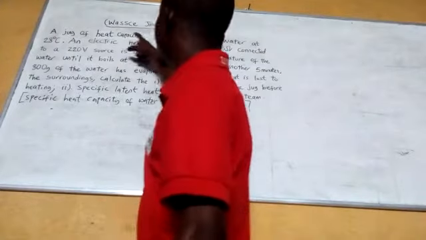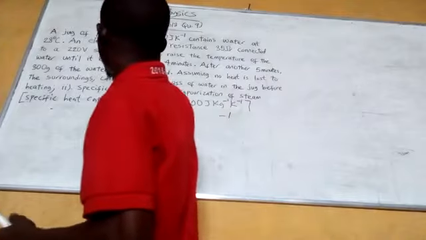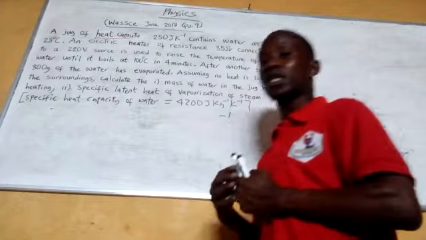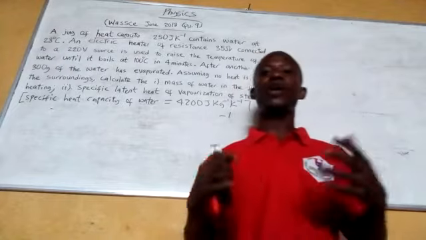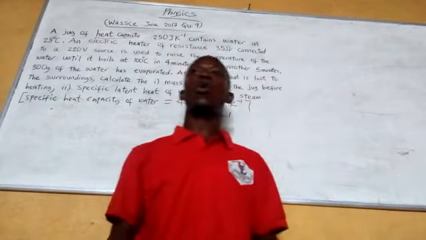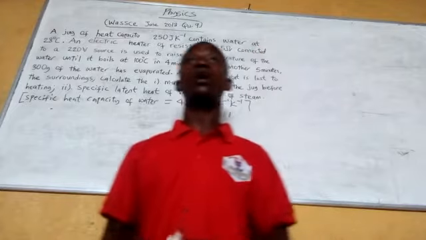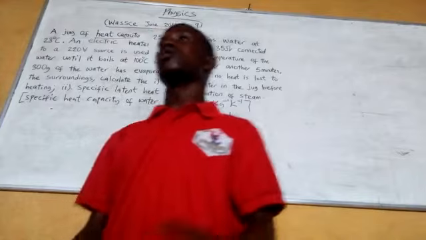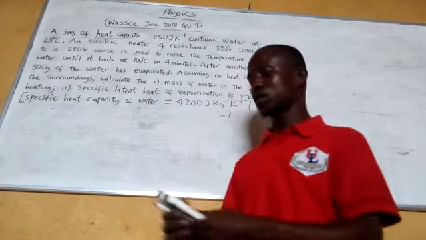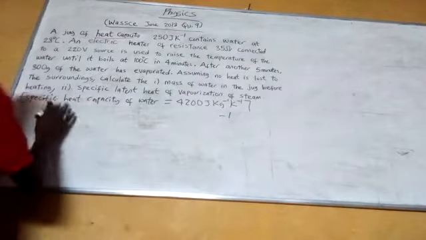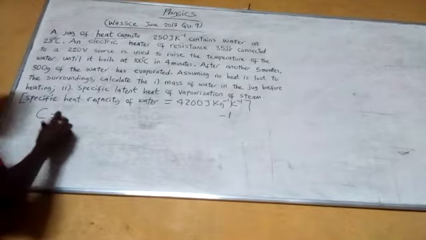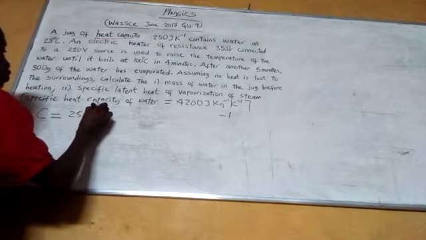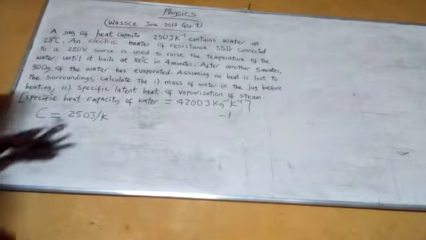A jar of heat capacity. So the heat capacity of a jar given to oil here is 250 joules times Kelvin inverse. The heat capacity of a body refers to the quantity of heat required to raise the temperature of the body by 1 Kelvin or 1 degree Celsius. So the heat capacity of the body is denoted by capital C. Capital C is equal to 250 joules per Kelvin, or we say Kelvin inverse.